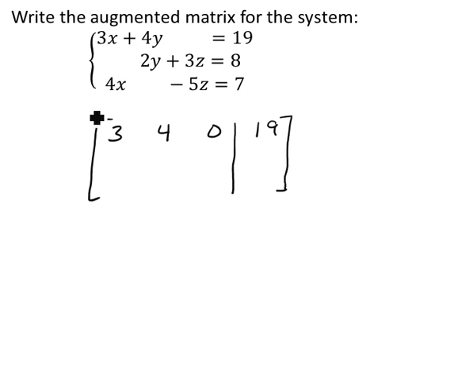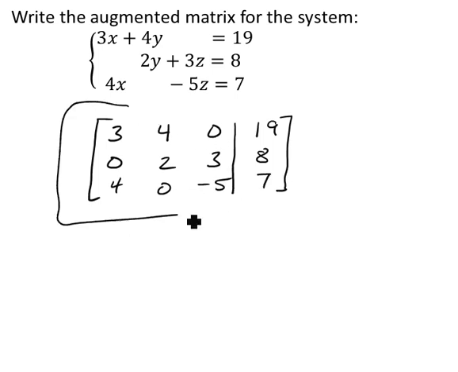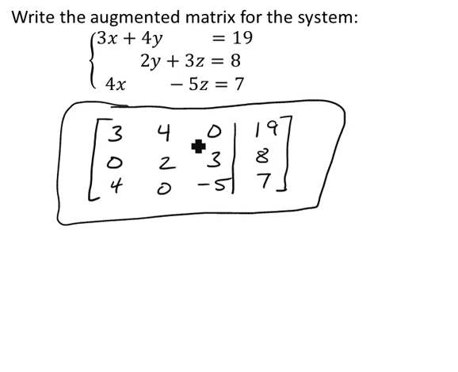And then our second equation, 0x, 2y, 3z, and an 8 on the other side. And our third equation has a 4 on the x, and a 0y, and a negative 5z, and a 7 on the other side of the equal sign. So notice in the matrix that we're only using numbers, we're not using any variables.